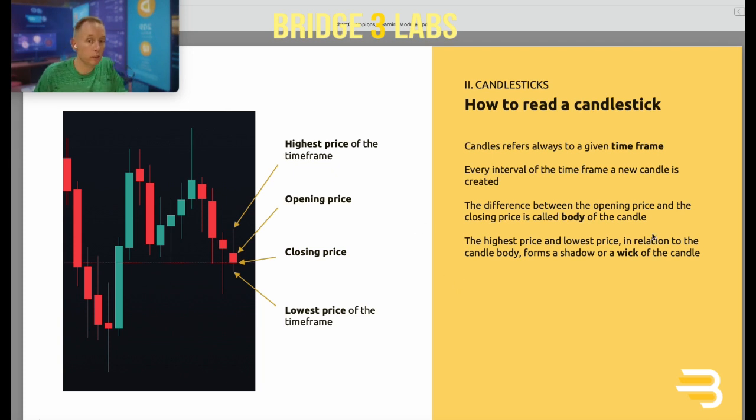So how to read candlesticks, I'm sure most of y'all know this as well, but this is real simple. Candles refer always to a given time frame. Every interval of the time frame, a new candle is created. The difference between the opening price and the closing price is called the body of the candle. The highest price and lowest price in relation to the candle body forms a shadow or a wick of the candle. So here's a visual representation of what this looks like.